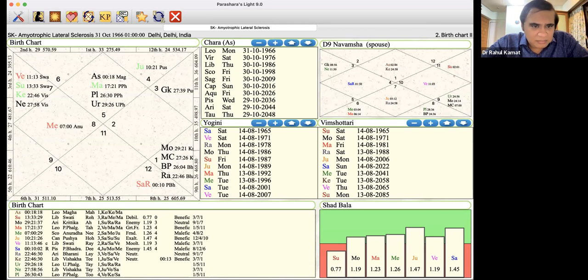Now, this is a Leo ascendant, as you can see. Okay. And Mars is in the ascendant. Mars is in Purva Falguni, which is a Venus nakshatra.